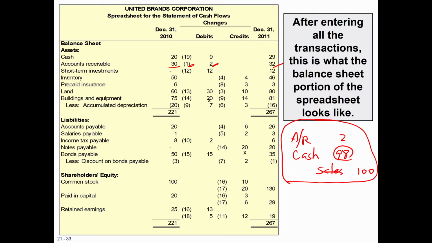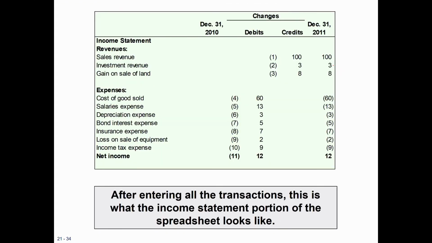Now let's work on item number 2. Okay, so we're done with number 1, right? Let's work on number 2. Number 2 here is called investment revenue. So what is investment revenue? Investment revenue is, let's say we invest in another company's stock. When that company issues dividends, we receive dividends. We call it dividend revenue. So that could be the investment revenue.